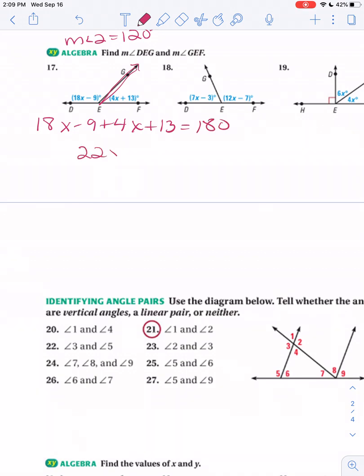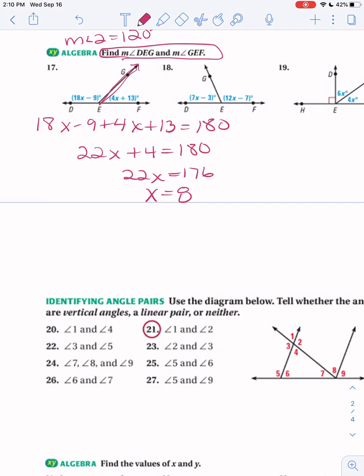Combine our like terms, we get 22x minus 9 plus 13 gives us plus 4 equals 180. Subtract 4, we get 22x is 176, which would mean that x has a value of 8. The question they're asking is, what's the measure of the two angles? So let's go ahead and substitute it back in.